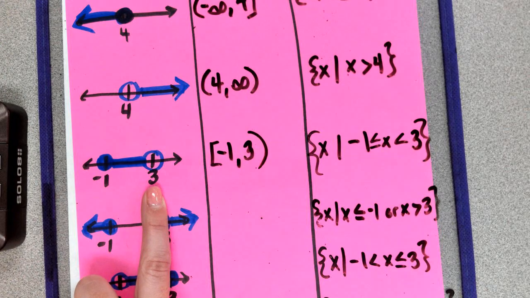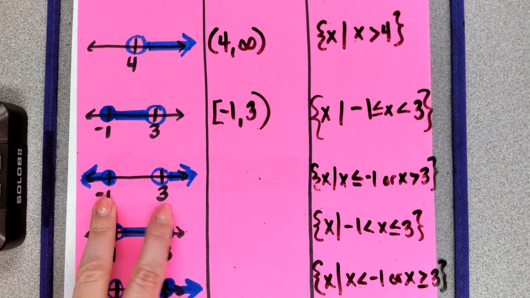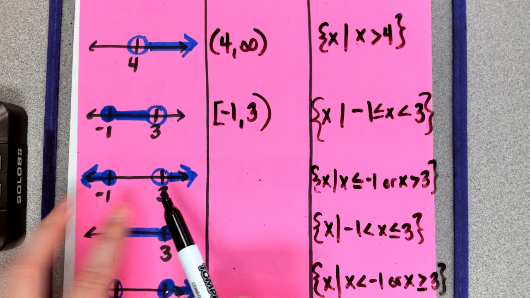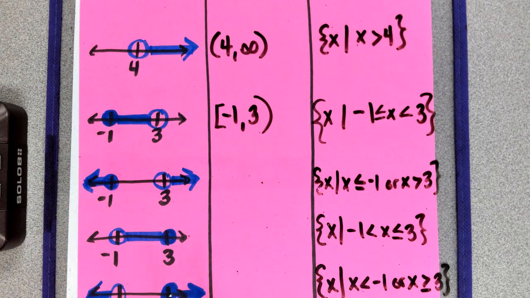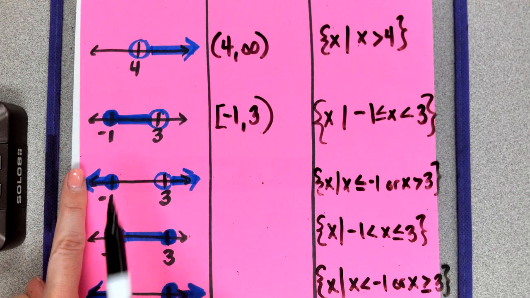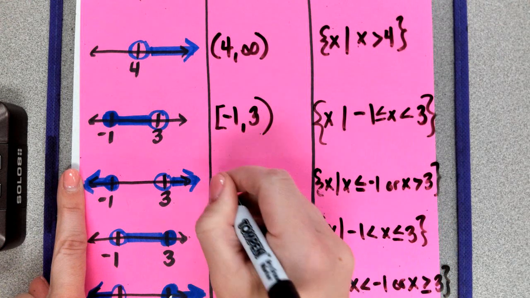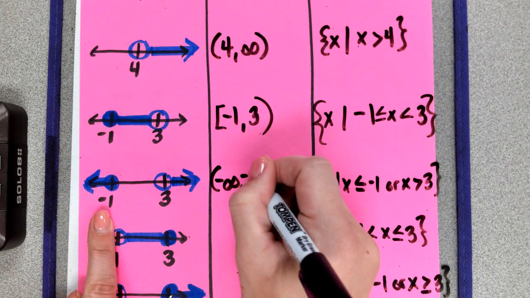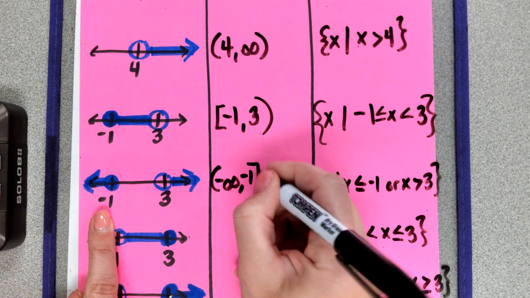Bracket or parentheses to end it? Parentheses. Okay, now this one has 2 intervals. So here's how you do the 2 intervals, and this is the one that we're going to use today. There's 2 intervals, right? So first I start with the first one. That's an arrow. We know that means negative infinity because it's going to the left. Up to -1. And that gets a bracket because we're including it, right?